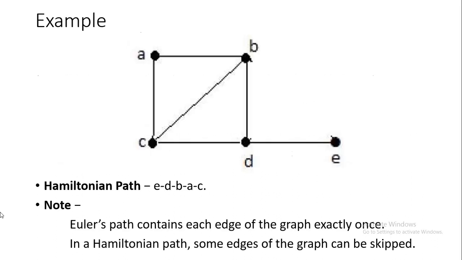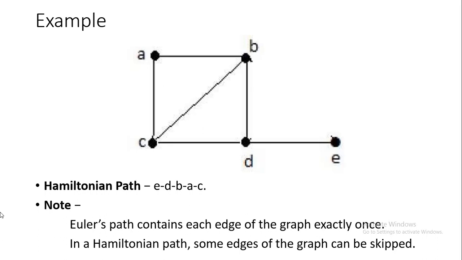See here one example. Hamiltonian path: E to D, then D to B, then B to A, then A to C. This is the Hamiltonian path, meaning each vertex is visited exactly once.